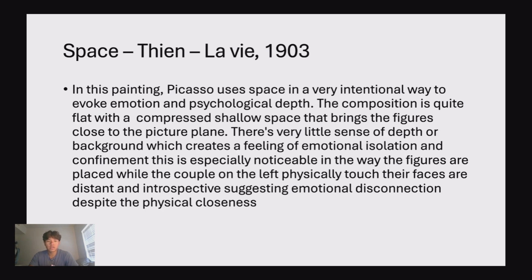So, regarding the space in this painting, Picasso uses space in a very intentional way to invoke emotion and psychological depth. The composition is quite flat, with a compressed, shallow space that brings the figures close to the picture plane. There's very little sense of depth or background, which creates a feeling of emotional isolation and confinement, which is especially noticeable in the way the figures are placed. While the couple on the left physically touch, their faces are distant and introspective, suggesting emotional disconnection despite the physical closeness.